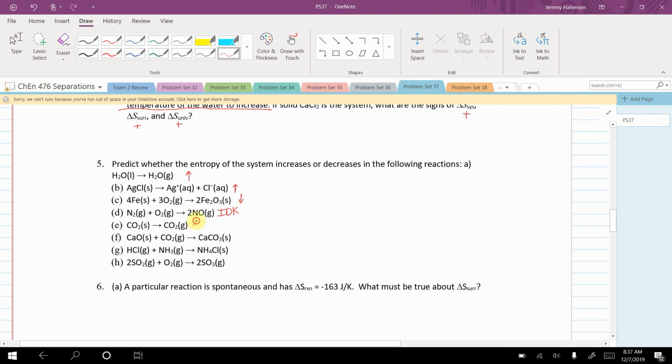Here I've got solid to gas, so it's increasing. Solid and gas go to solid. That must be decreasing again because of the phase. Gas goes to solid, must be decreasing, and gas goes to gas, so that doesn't tell me anything. So here I have 2 particles, 1 particle going to 2 particles. So that's 3 going to 2. So that's becoming more ordered, less entropy.